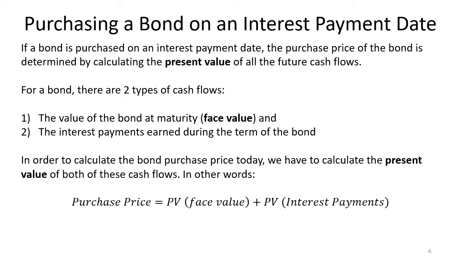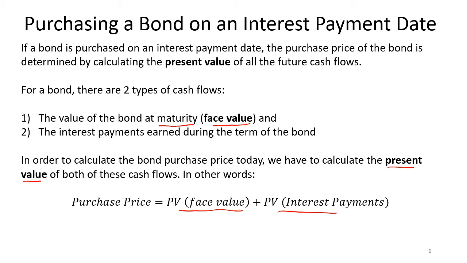So for a bond, there's 2 types of cash flows, okay? The value of the bond at maturity, that's what we know as the face value, and the interest payments you're earning during the term of the bond. So if you're trying to purchase a bond today, then you need to find the present value of both the face value, which is the value you're going to get at maturity, 2, 3, 4 years down the road, plus the present value of all those interest payments every 6 months or every year, depending on when interest is payable in your bond. Okay, so it goes back to finding the present value for both those.